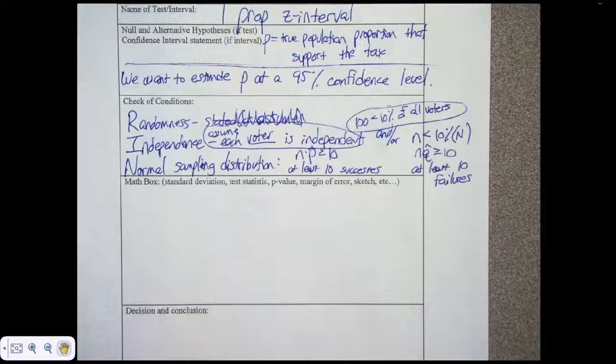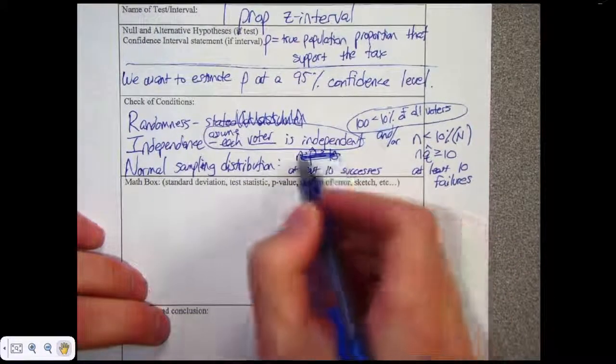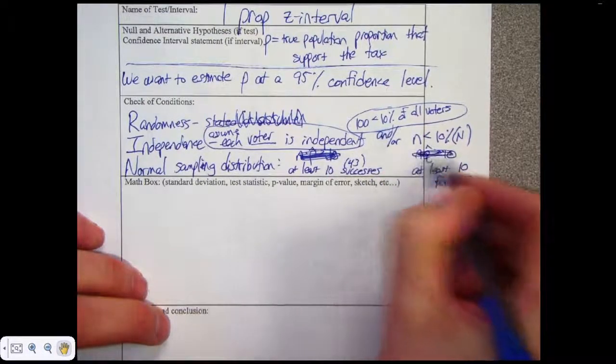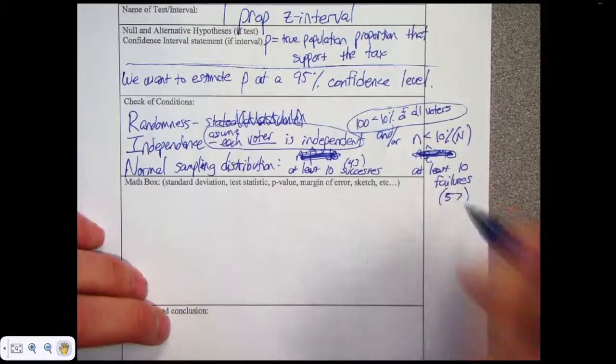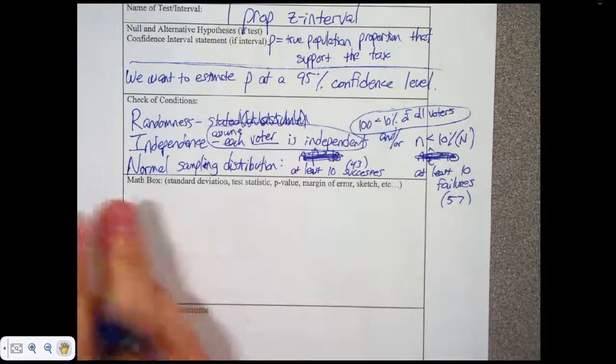Doesn't matter. Do I have at least 10 successes? Yes, I have 43. Do I have at least 10 failures? Yes, I have 57. Does that make sense, how I took it from a template to the specific example? Okay. Questions on anything?